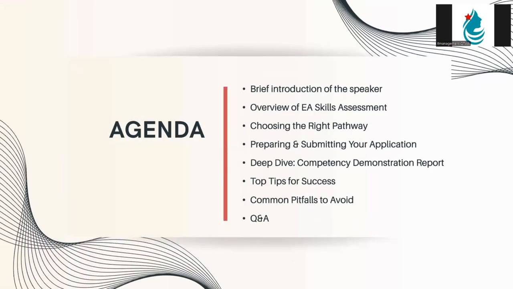Here's what we will cover today. First, I will briefly introduce myself. Then we will look at what the Engineers Australia Skills Assessment is and how to choose the right pathway. We will go through the application process and then spend a bit more time on the Competency Demonstration Report, which we are going to call CDR. Since that's where most applicants struggle, I will also share my top tips about how to avoid common mistakes, and finish with some time for questions after that.